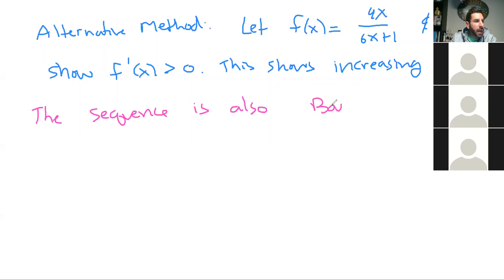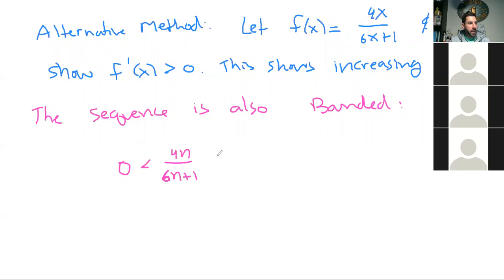So how do I know it's bounded? Well, every term is clearly, let's look at this. The sequence is 4n over 6n plus 1. So there's no negative numbers here. So it's clearly always positive. So that's what we call a lower bound.